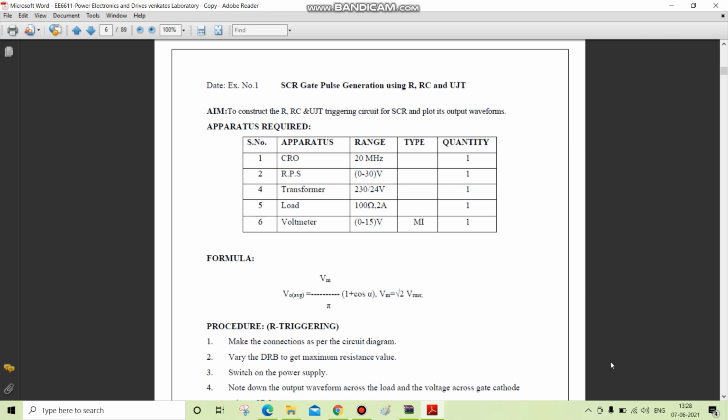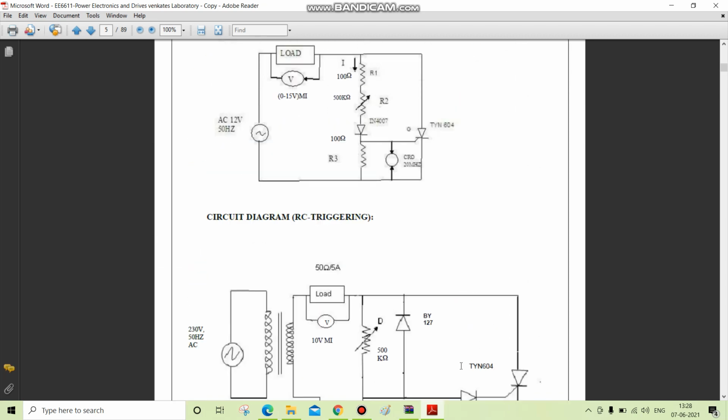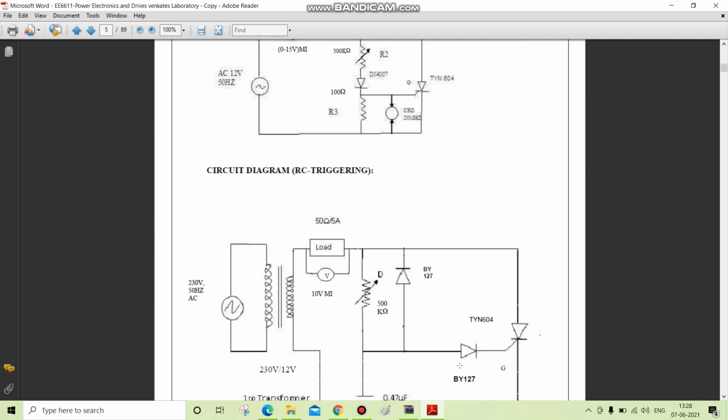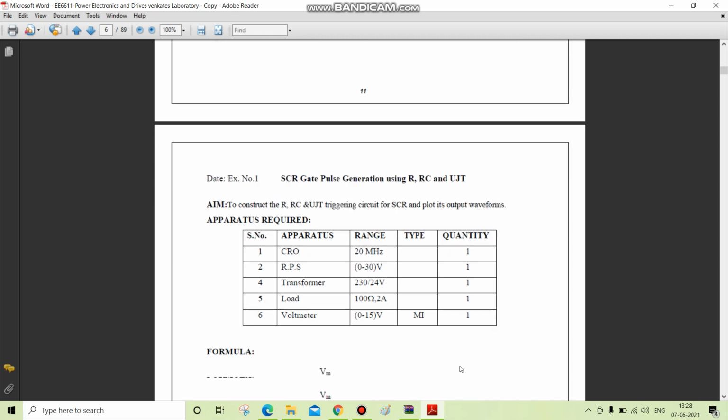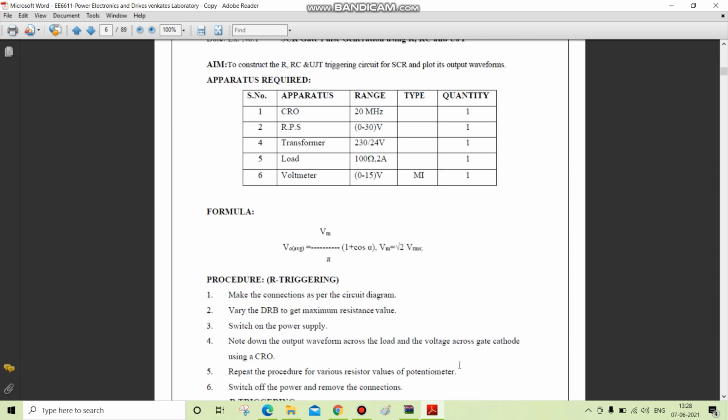Now the experiments are performed on the trainer kits of R, RC and UJT. Here are the circuit diagrams for R triggering, RC triggering and also UJT triggering. So the procedure for R triggering. Triggering means there are three different types of gate triggering for the SCR. They are R triggering, RC triggering and UJT triggering. First is the R triggering.